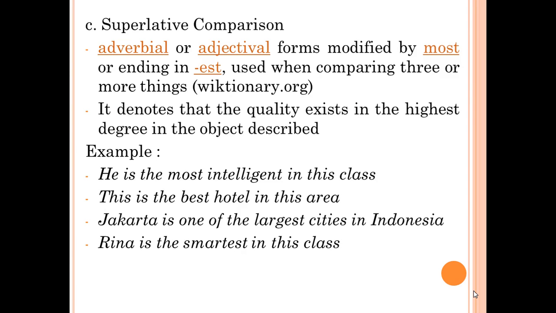Superlative degree or superlative comparison is adverbial or adjectival forms modified by most or ending in -est, used when comparing three or more things. It denotes that the quality exists in the highest degree in the object described.